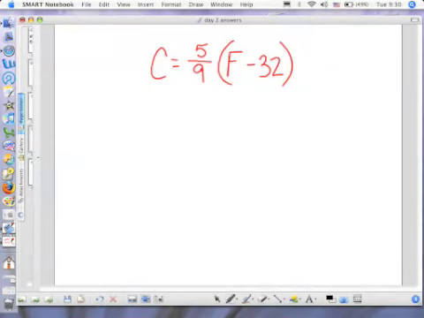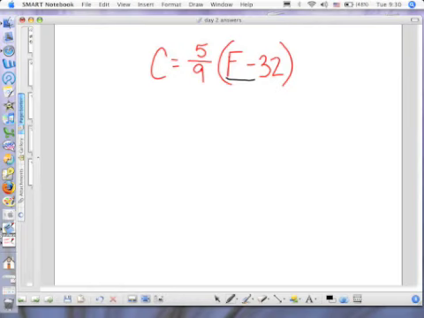Okay? And we wanted to solve for F. All right, I'm going to show you something more simple. Instead of distributing 5/9, because we're not trying to make F more complicated, we're trying to get F by itself. If this entire group is being multiplied by 5/9, I can start by undoing times 5/9.